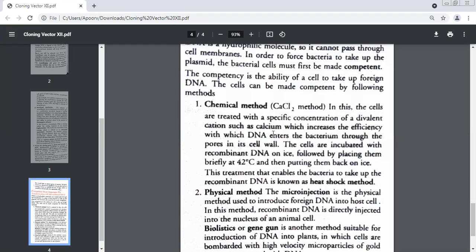Then the cells are incubated with recombinant DNA on ice. After you feel the DNA has entered, now you need to incubate. Incubate means you need to ensure that they are all together. You need to put them on ice after that. First on ice, then you put them at a high temperature, 42 degrees, and then again back on ice.